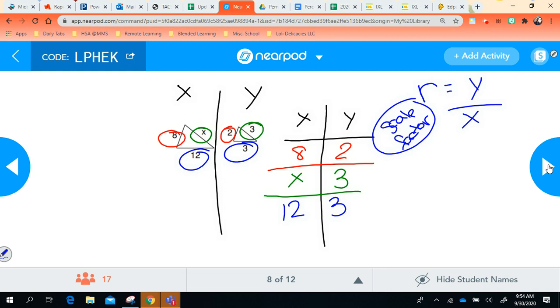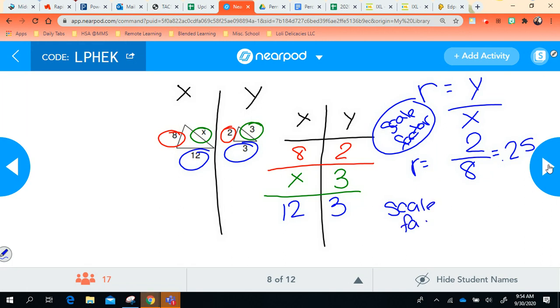Can I just use any row? Yeah. Can I use 3 and x? No, I can't, because I don't know what x is. But I can use 2 and 8. So I'm going to do 2 divided by 8. What does that give me? Point what? Are you sure? Jose said you were sure. So it's 0.25.